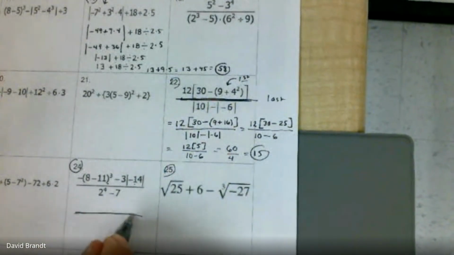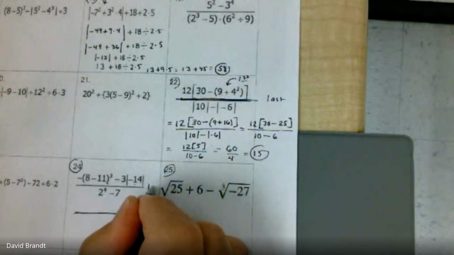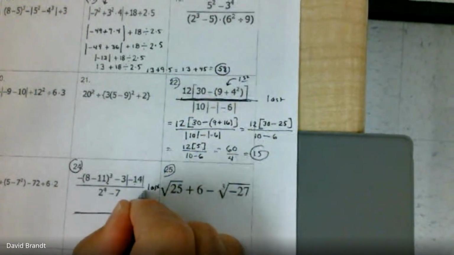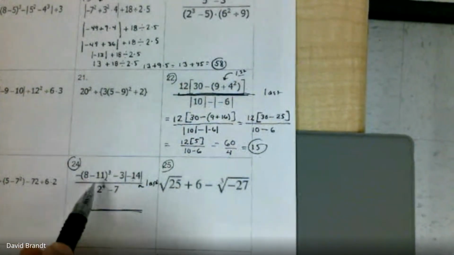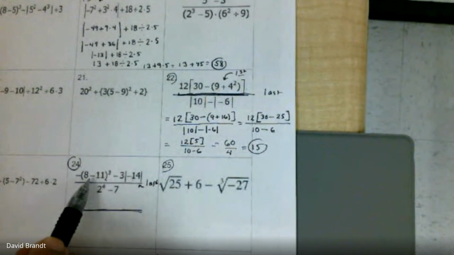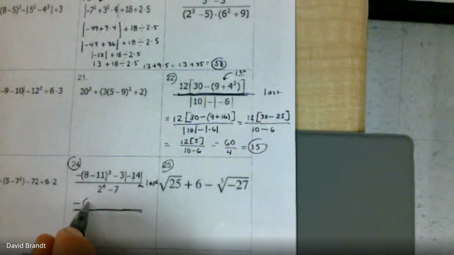Well, this fraction bar right here, that's a grouping symbol. When you have a big fraction bar, that's always the last thing you do when you have a big complicated fraction like that. Now, do I have parentheses? Let's look at the top. Do I have parentheses on the top? Yes, I do, right here. 8 minus 11 is negative 3.